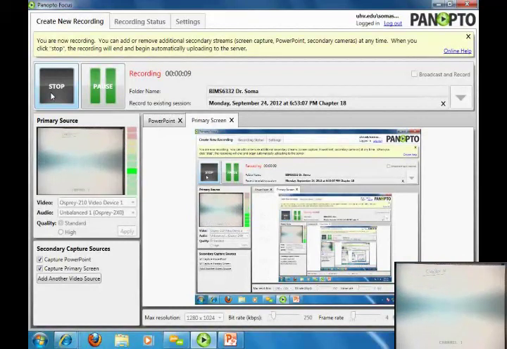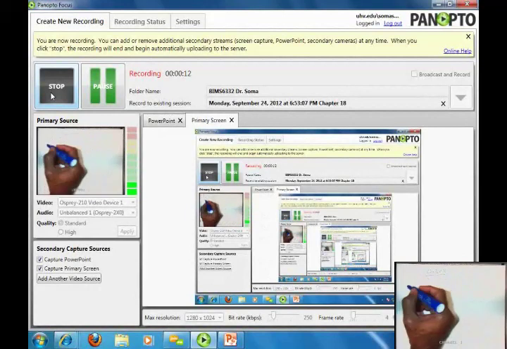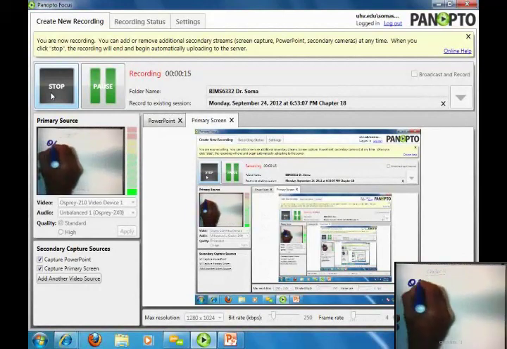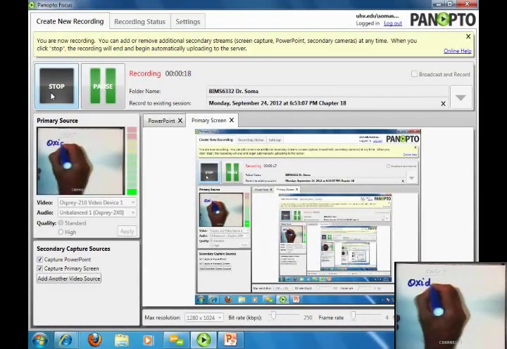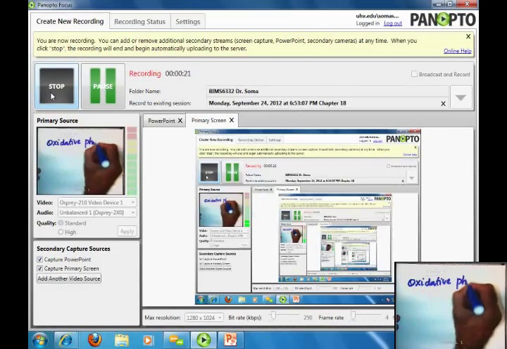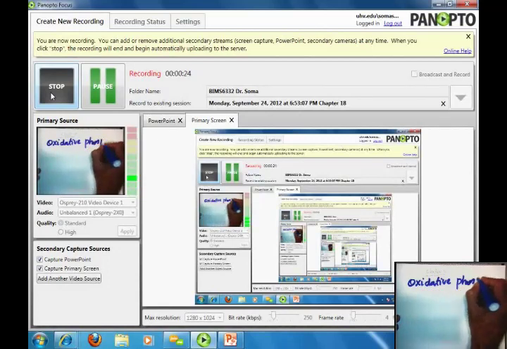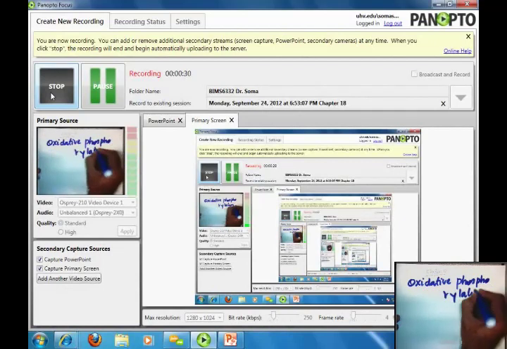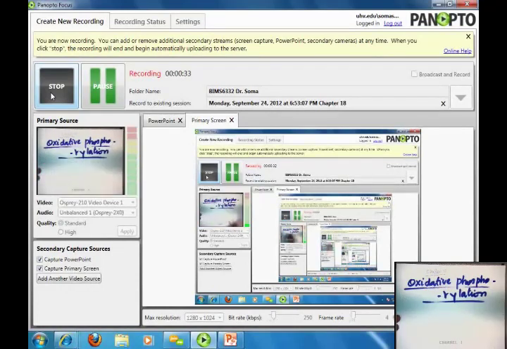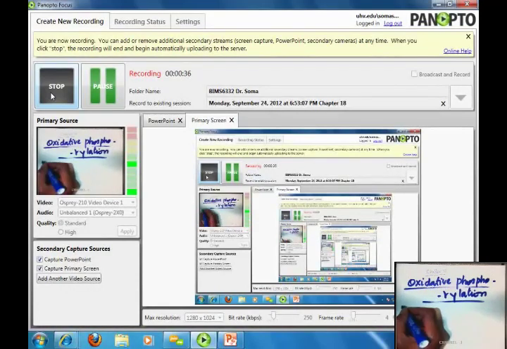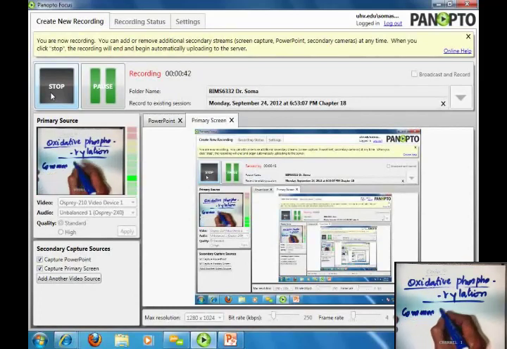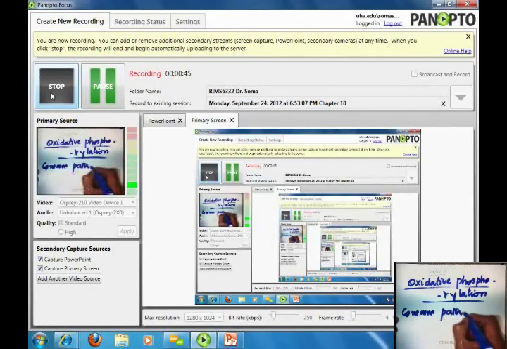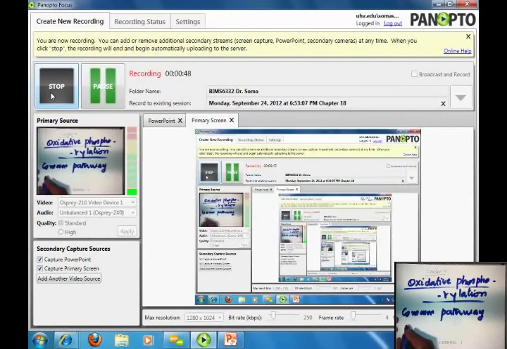Okay, today's topic, which we are going to discuss today, is oxidative phosphorylation, chapter 18. Phosphorylation, one word: oxidative phosphorylation. And this is a common pathway, which is found in all living organisms.